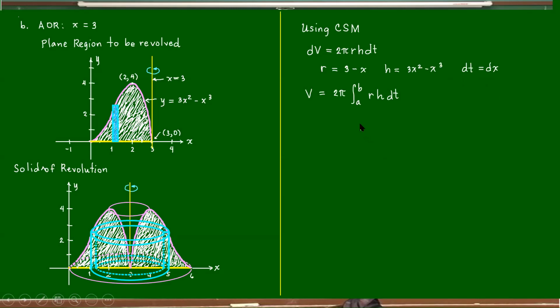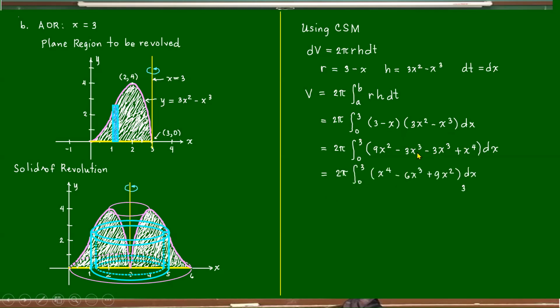The volume is 2 pi integral from a to b of r h dt, where r is 3 minus x and h is 3x squared minus x cubed. So we get this integral. Multiplying, we get 9x squared, minus 3x cubed, minus 3x cubed, plus x to the fourth. Combining these, we get negative 6x cubed, plus 9x squared, plus x to the fourth.